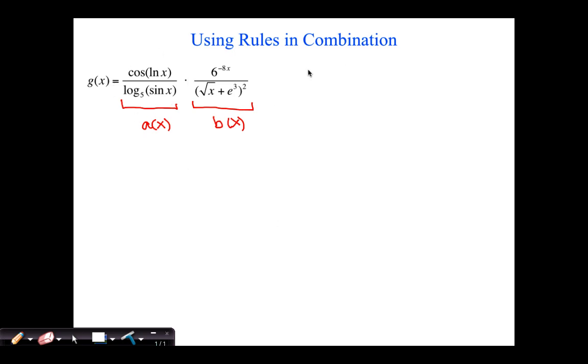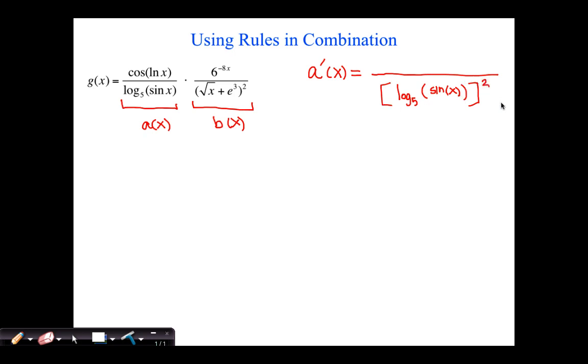But how would I find, for instance, the derivative of a, that first fraction there? What overall rule is going to help me find the derivative of a of x, or whatever you want to call that first fraction? It's a quotient, right? So we're going to use quotient rule. I'm not going to make further names for pieces, but to find the derivative of a of x, we need quotient rule. Quotient rule involves a quotient, the denominator of which is the original denominator squared, right? So log base 5 of sine of x, whole thing squared.